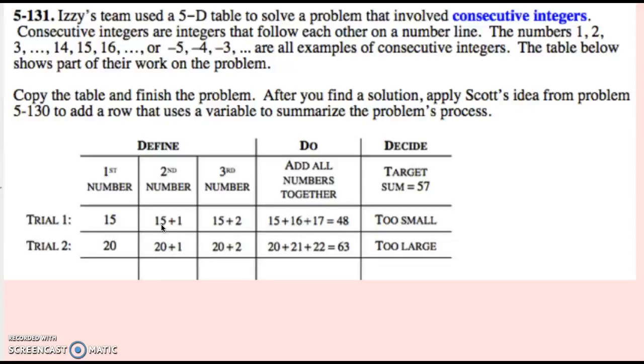Copy the table and finish the problem. After you find a solution, apply Scott's idea from problem 5-130 to add a row that uses a variable to summarize the problem's process. So the first thing that I would like you to do is to pause the video, and I would like you to copy down exactly what's written here. When you have all of this written, then I would like you to play the video again.